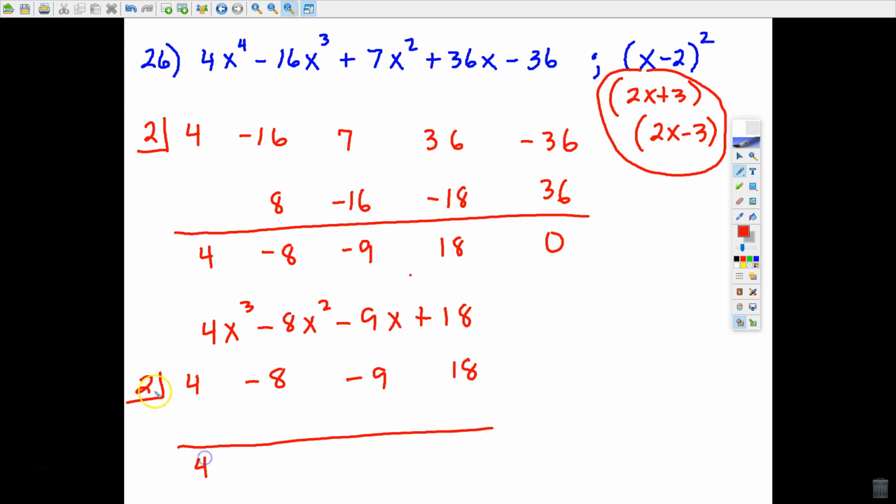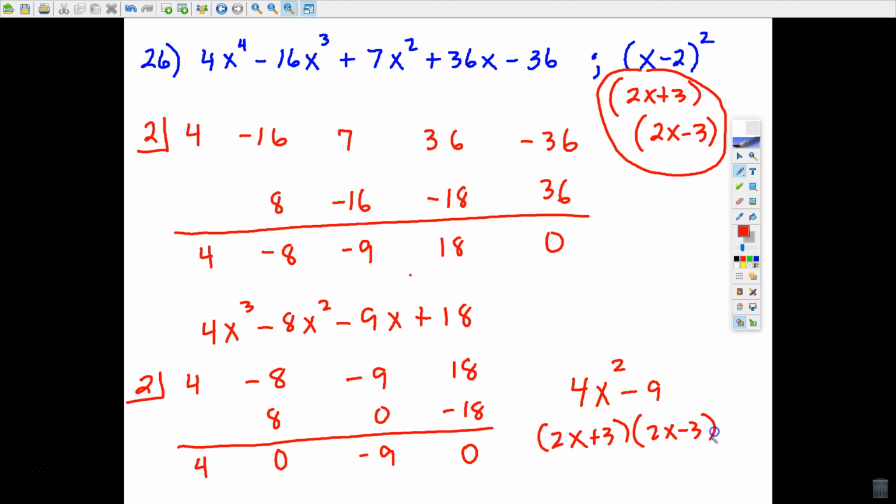Bring down the 4. 4 times 2 is 8. 0. 0 times 2, negative 9. Negative 18, 0. So you can kind of see how we're going to end up with the same result. Let's take these numbers. This is a constant. There is no linear term. This is quadratic. Remember, it should always be 1 degree less. So we're going to be taking 4x squared minus 9 and factoring it. And that's what we had earlier. When we factor it, we get 2x plus 3 times 2x minus 3.